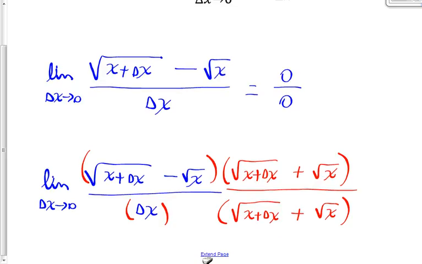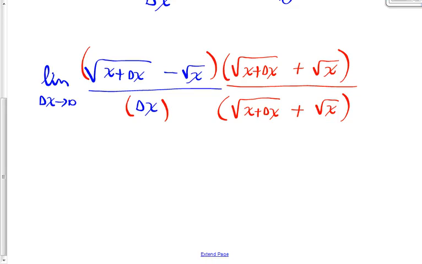Okay, so here's something that you wouldn't know until you've gone through this a few times. When you're doing this kind of calculation, you multiply out the top, but you don't multiply out the bottom. You leave the bottom in factored form so that you can cancel the factor that's creating the 0 over 0 situation. So let's multiply out the top. The square root of x plus delta x times the square root of x plus delta x is x plus delta x.